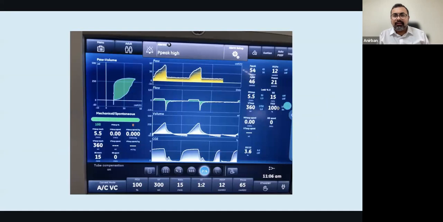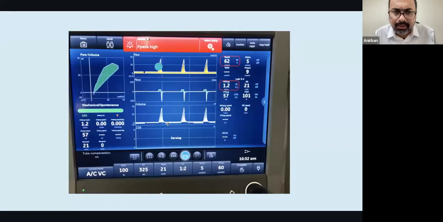So yes, again, the peak pressure and the plateau pressure both are high, and the gap is not so much increased. So this is predominantly a case of decreased compliance of the respiratory system. Okay, so this is how we tend to find out. Now, what happened to this patient?